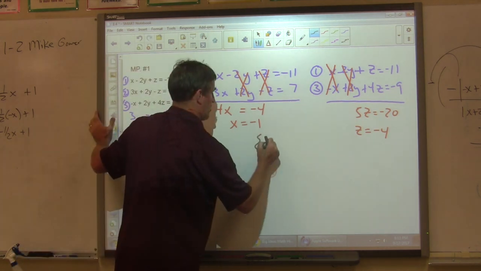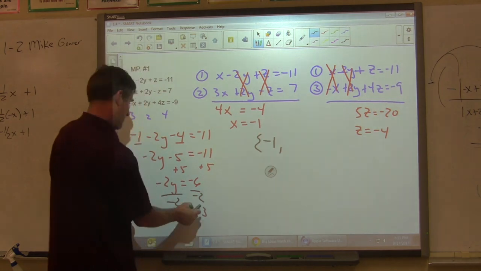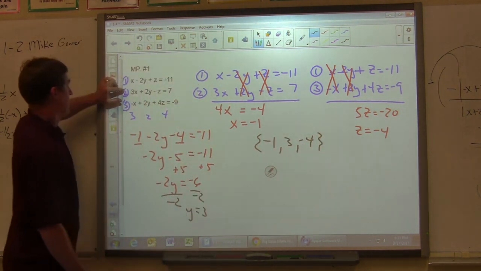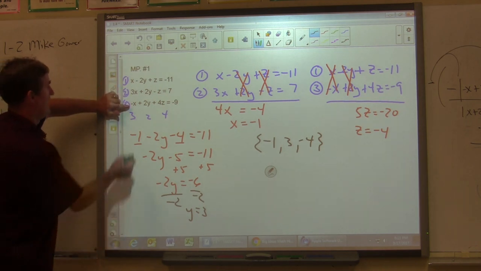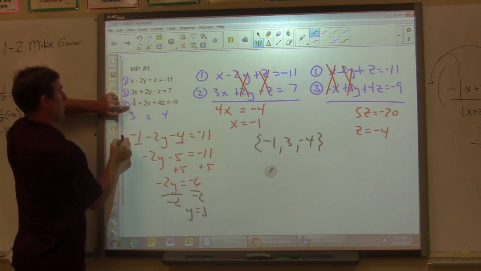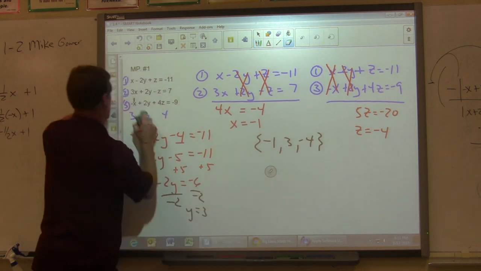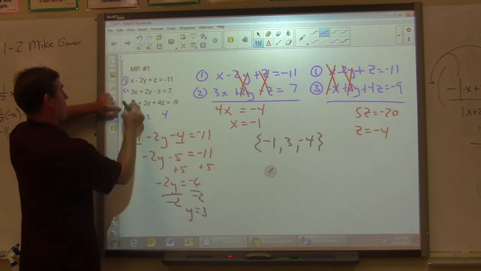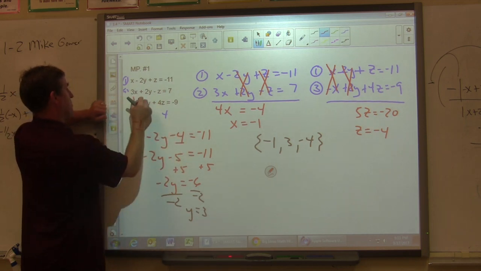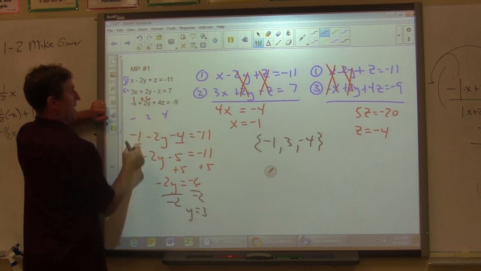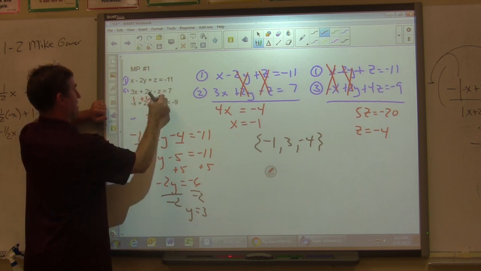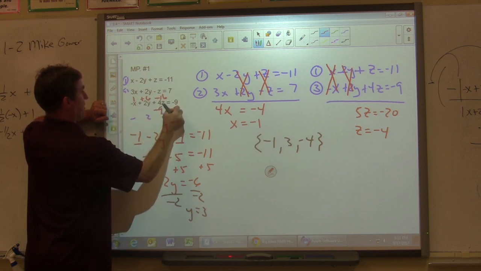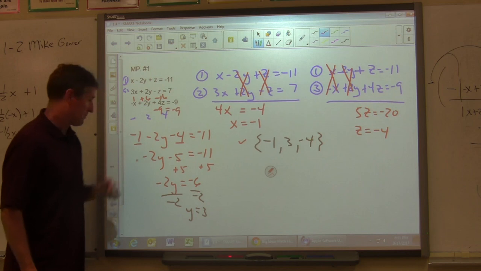So our ordered triple should be -1, y is 3, z is -4, and so now we just check it in one of these other ones. So I'm going to check it in the bottom one. The opposite of -1 would be 1. 2 times 3 would be 6. And 4 times -4 would be -16. So that would be 7 minus 16 would be -9. And so that's equal. So I know I got it right.